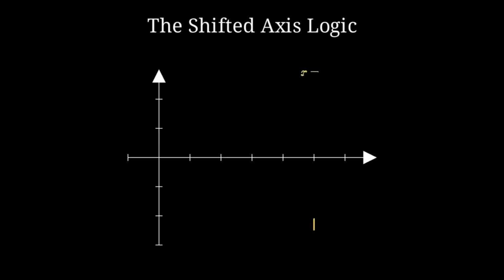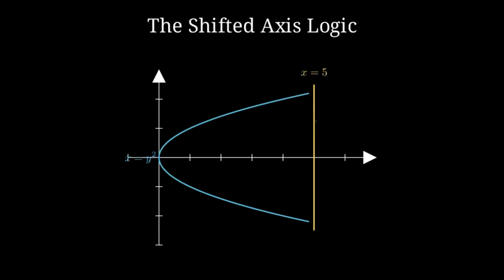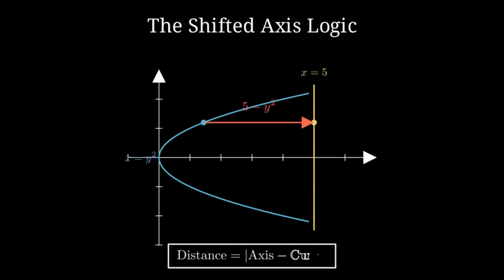When the axis is shifted, for example, to x equals 5, the radius is the difference between the axis value and the function value. If the axis is to the right of the region, the radius is axis minus function. If the axis is to the left, it is function minus axis. Distance must always be positive.